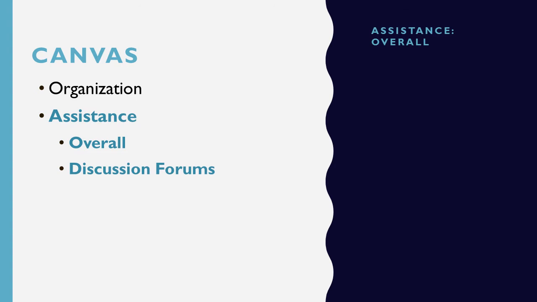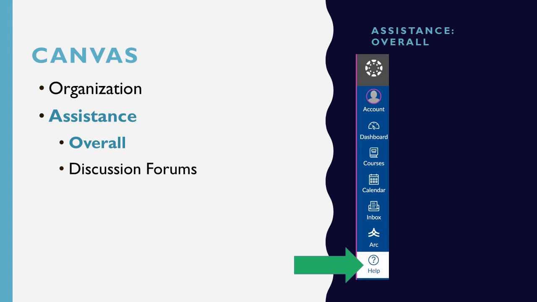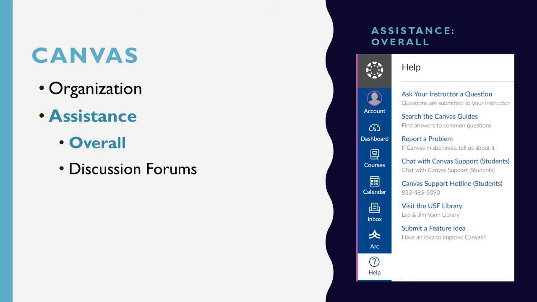Alright, now getting assistance overall and in discussion forums. So getting overall assistance, if you're in your Canvas view, you should see on the left hand side, all the way over on the left hand side, when you click on the button that says help, that will open up this conversation right here where you can ask questions to me and email your questions to me. You can search the Canvas guidelines. You can also chat with Canvas support or use their hotline. So if you're having problems with Canvas that I'm not addressing here, feel free to reach out to me or contact the Canvas support.